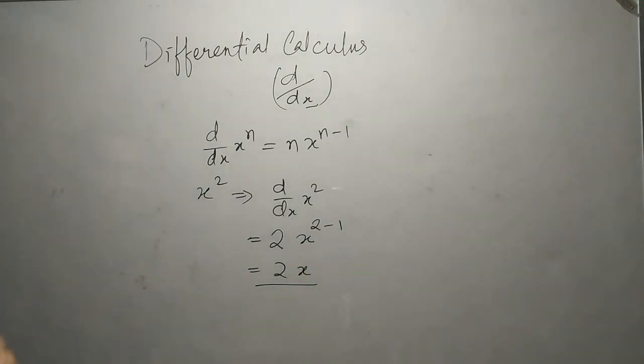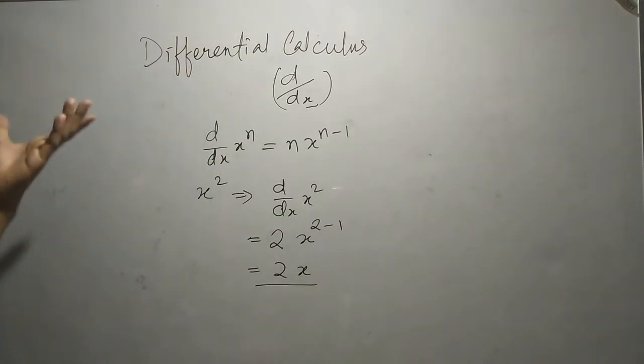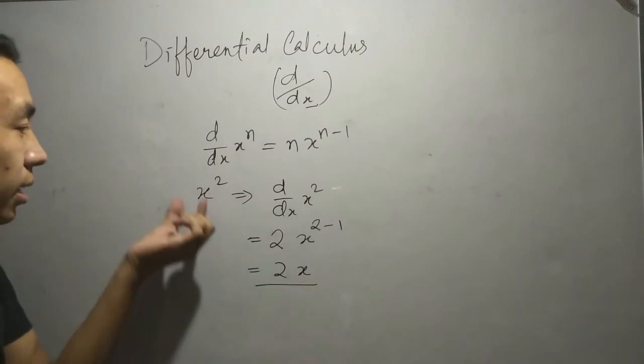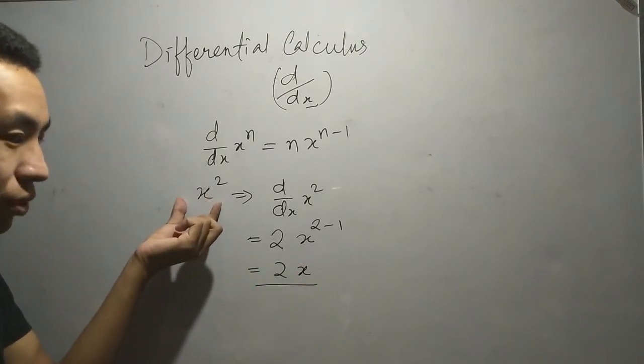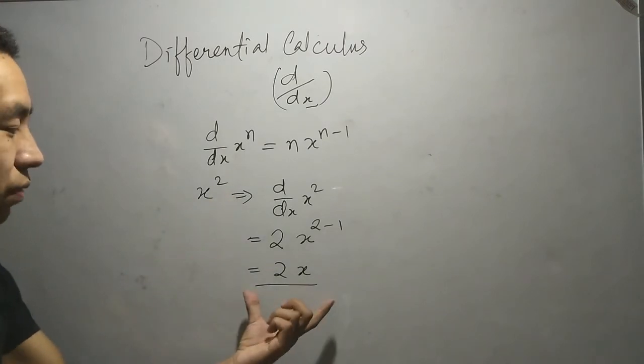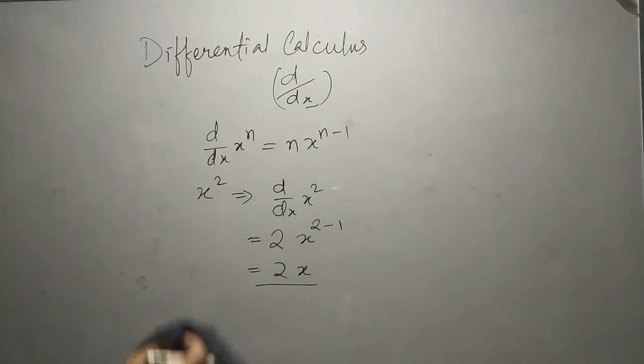Now in the beginning I told you that for differential calculus the final answer will be less than the initial value. So see, x squared is more than the final answer, isn't it? So the final answer is always less in case of differentiation or differential calculus.